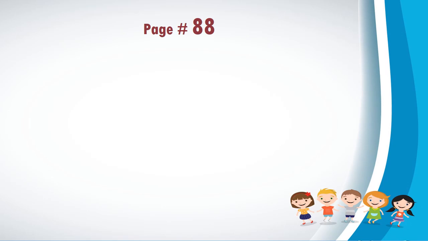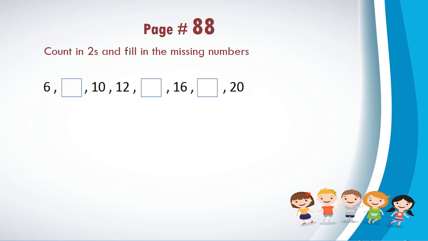On page 88, we have a question. Count in 2's and fill in the missing numbers. When we start counting with 6, we skip number 7 and write 8 here. Then skip number 9, 10 is written. Skip a number after 12, 13, and write 14. Skip a number after 16 and write 18.